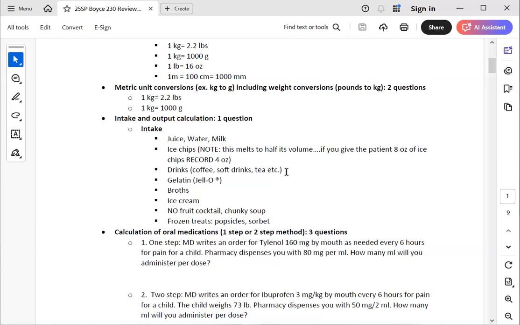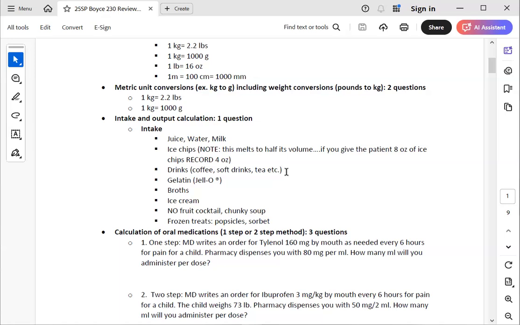Just like chunky fruit cocktail and chunky soup, those things are not predominantly liquid because they have chunks of solids in them. But popsicles, ice cream, sorbet, broth, those are all things that are considered liquids. I think you know that at this point, but it's always good to hear it again just as a review. There are always going to be nuanced things that ATI may have said.